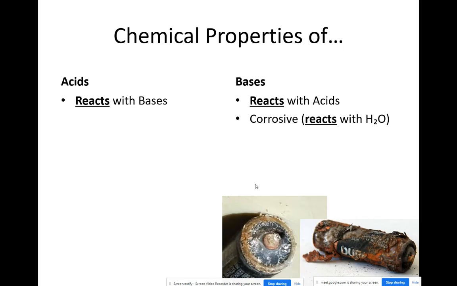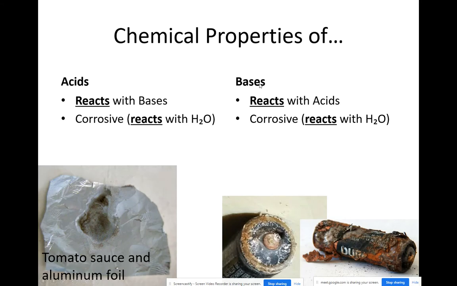All right, with bases, we can see the corrosive, it reacts with the water, the H2O, and you can see maybe a battery that's corroded before. Okay, corrosive reacts with H2O, tomato sauce, and aluminum foil, so it may react with other forms as well, but the moisture in there reacts and causes a rust or other things to happen. All right, so if you ever cover your plate of spaghetti sauce with aluminum foil, you might get this reaction that's down here at the bottom. Okay, so a corrosive reaction. Corrosive is a word that means to corrode or tear away small bits and pieces as it goes.